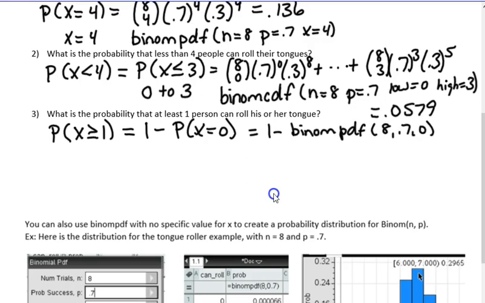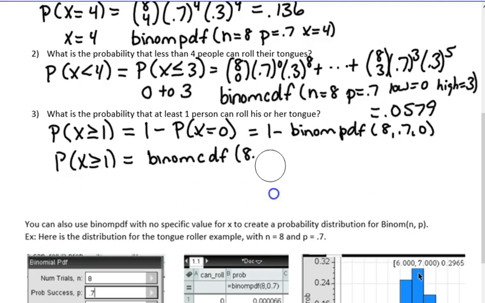8, 0.7, 0. Or I could say the probability that x is greater than or equal to 1 is equal to, and this one I could use the binom CDF, and I could do 8, 0.7, 1 to 8, okay? Either one of those would give me the same answer.